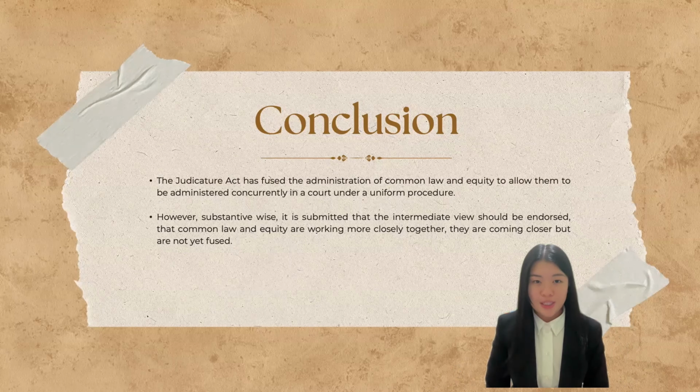In conclusion, the Judicature Act has fused the administration of common law and equity to allow them to be administered concurrently in a court under a uniform procedure. However, substantive-wise, it is submitted that the intermediate view should be endorsed, that common law and equity are working more closely together; they are coming closer but not yet fused.